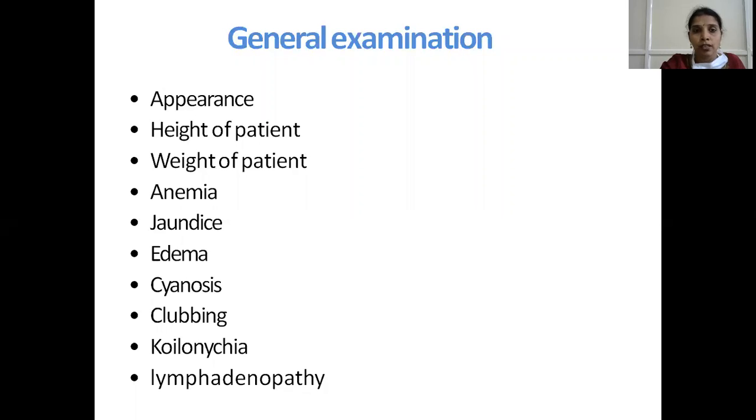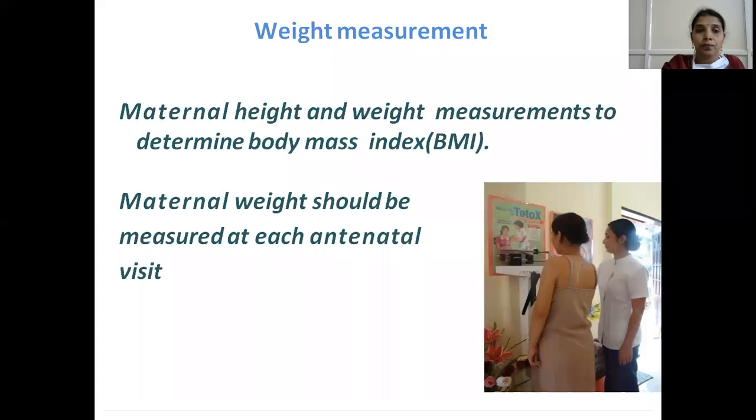Appearance, height of the patient, weight of the patient. We measure the height in the first antenatal visit. We have to weigh the patient in each and every antenatal visit. Based on the weight, how she is gaining or losing, we can take care of the patient. Anemia, jaundice, edema, cyanosis, clubbing, koilonychia, lymphadenopathy, all these should be examined in each and every visit, except the height of the patient.